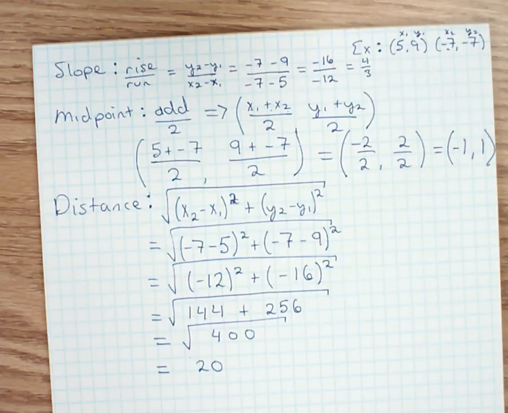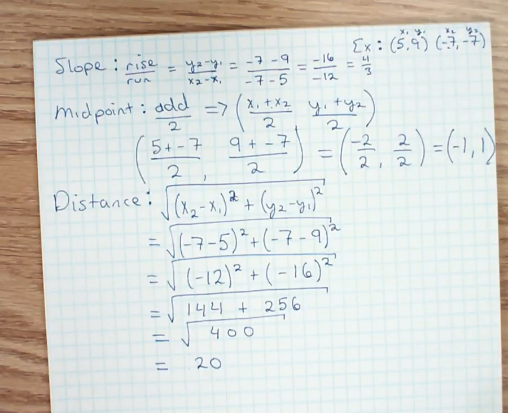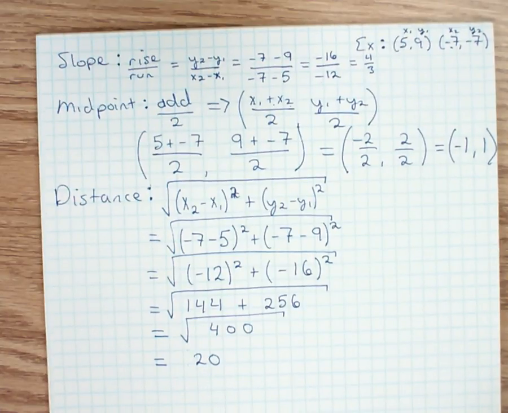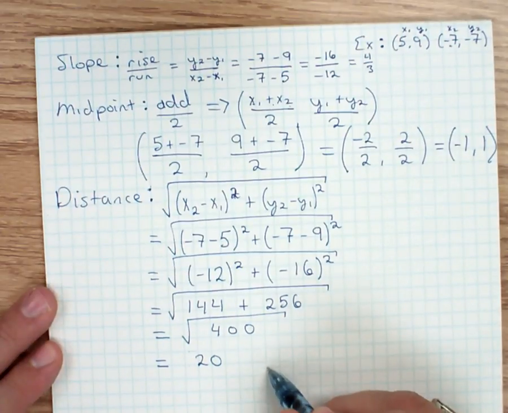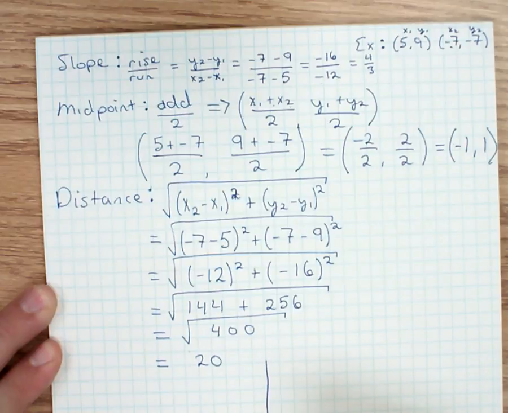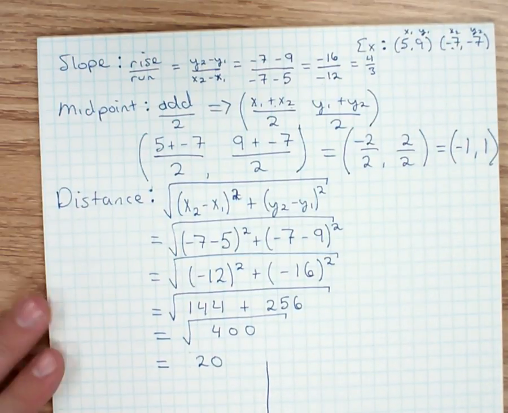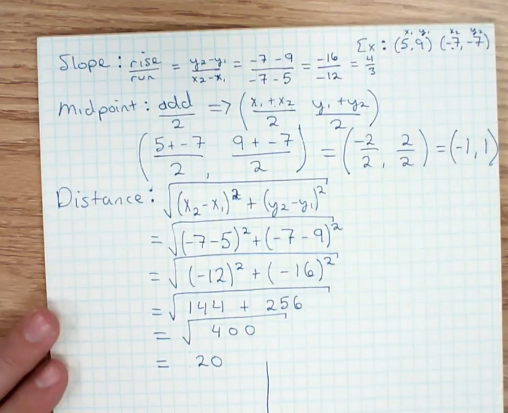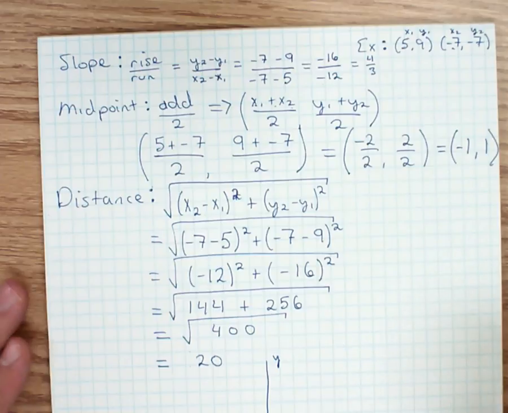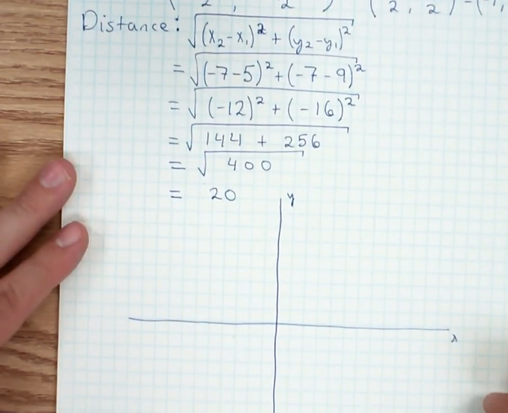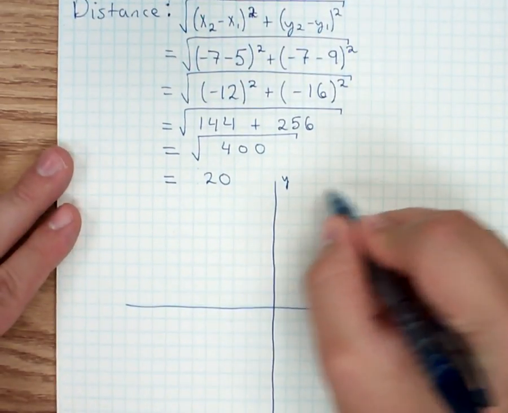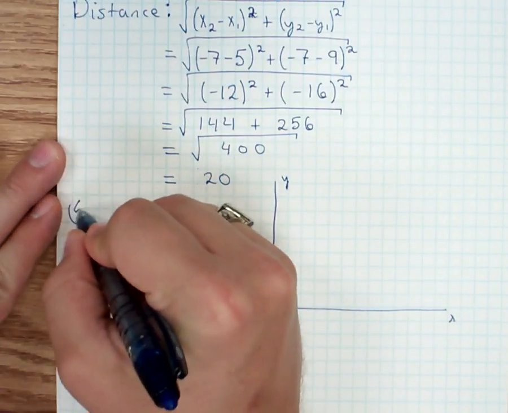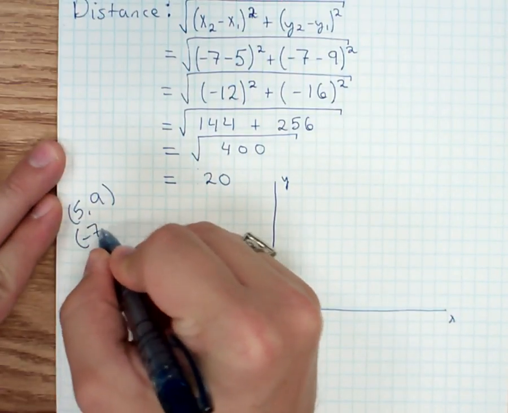All right? So now, that's what I would consider the hard way, is doing this all by pure math. Now, here's the easier way. I expect you to be able to do both. Okay, we draw an xy axis. And our points were 5, 9, and negative 7, negative 7.